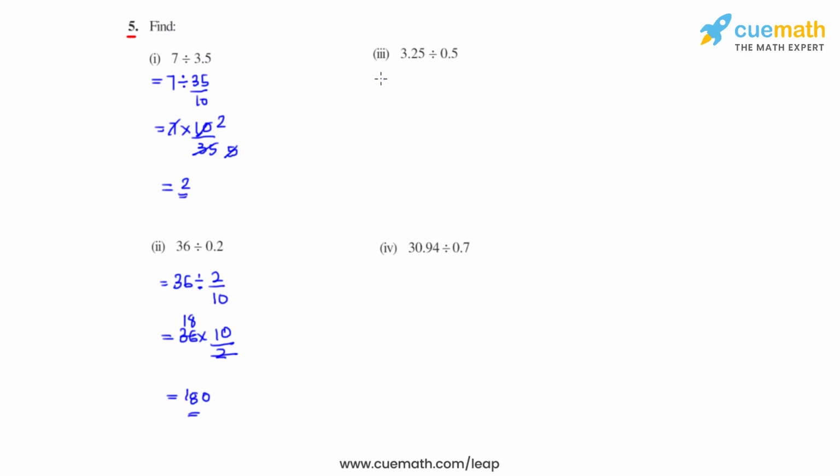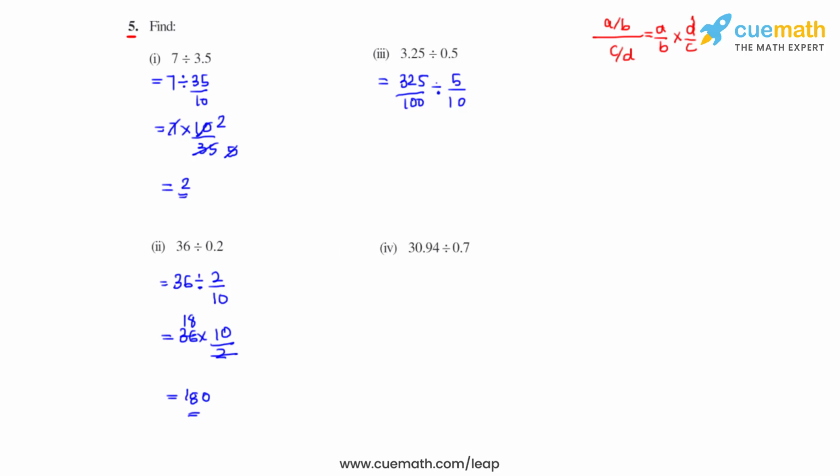Coming to the third bit, we have 3.25, which can be written as 325 divided by 100. This is divided by 0.5, which is 5 by 10. Now this is a division of two fractions. So if we have two fractions in division, let's say a by b whole divided by c by d, we can write it as a product of the fractions a by b and the reciprocal of the fraction which was there in the denominator. So that will be d by c.